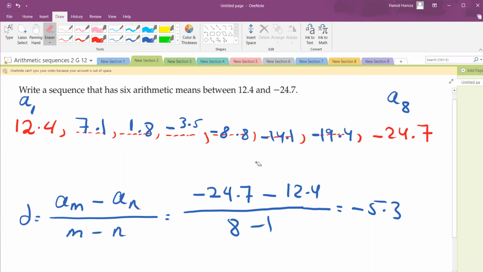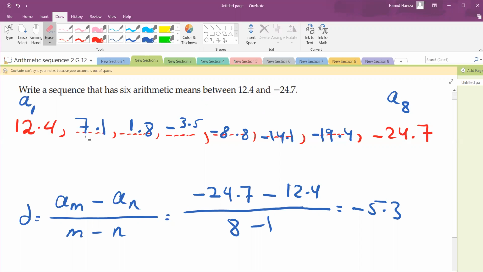So these numbers are what? Six arithmetic sequence terms inserted between what? Inserted between 12.4 and negative 24.7. As I mentioned, it means to form an arithmetic sequence that starts at 12.4 and ends at negative 24.7. To create the arithmetic sequence, a very important term is missing, which is the common difference.